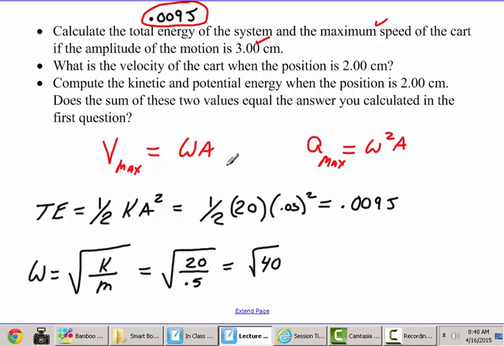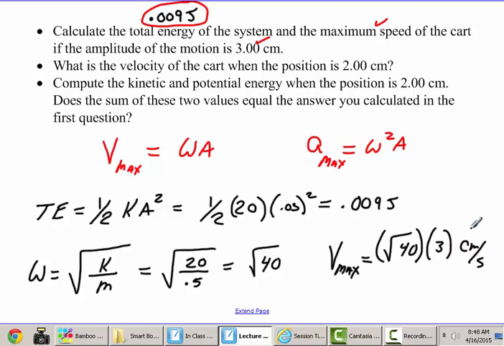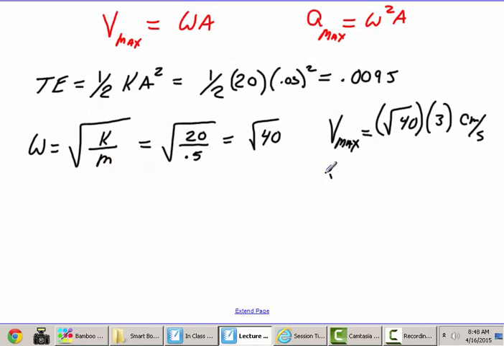So if you want to find V max, you can leave this in centimeters if you want. Just get it in centimeters per second. It doesn't matter. So my velocity max would equal the square root of 40 times 3, and my units would be in centimeters per second. Then my acceleration max would be 40 times 3, which gives me 120 centimeters per second squared.